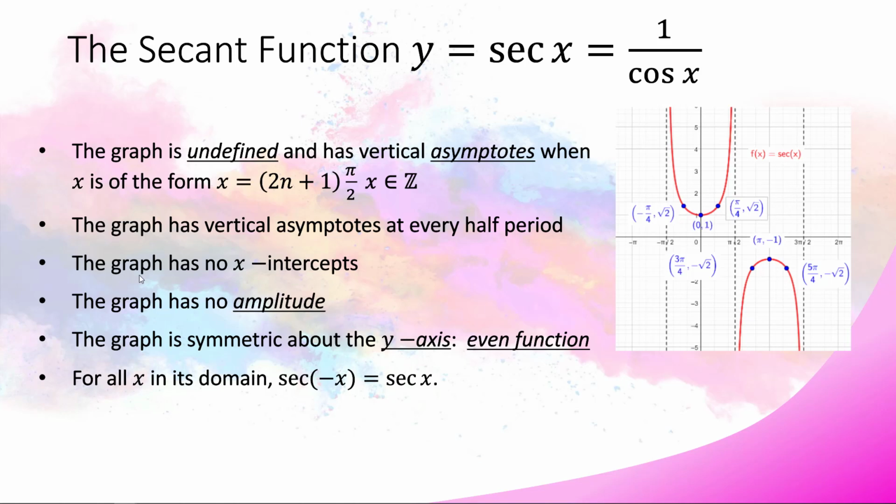And also notice that the graph has no x-intercepts. It never crosses the x-axis. And since the graph has no maximum and no minimum, it has no amplitude. And also, as you can see right here, the graph is symmetric about the y-axis, just like the cosine function. And therefore, secant is an even function, just like the cosine function, and satisfies this equation for every single value of x.